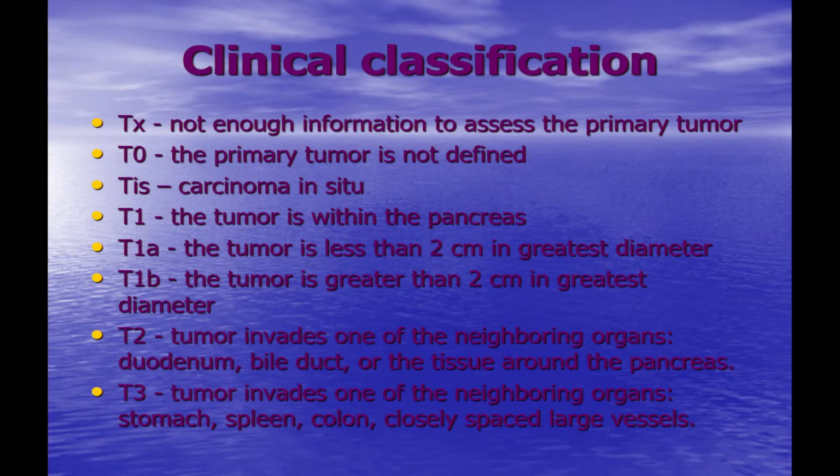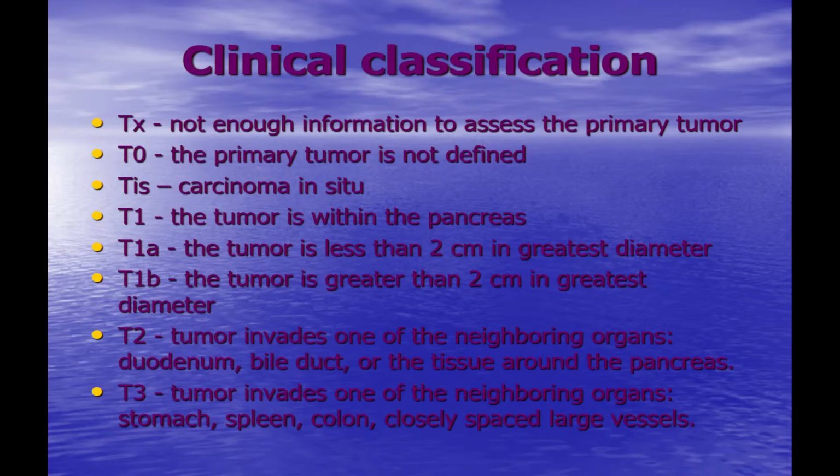TNM classification. TX, not enough information to assess the primary tumor. T0, the primary tumor is not defined. Tis, carcinoma in situ. T1, the tumor is within the pancreas. T1A and T1B. T1A, the tumor is less than 2 centimeters in greatest diameter. T1B, the tumor is greater than 2 centimeters in greatest diameter.